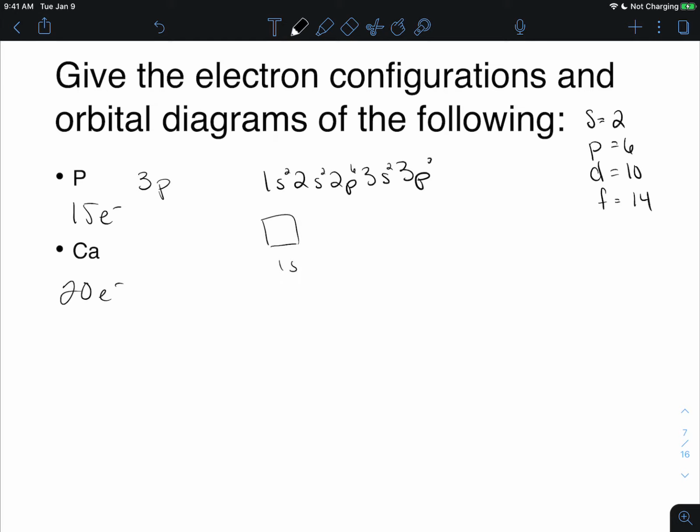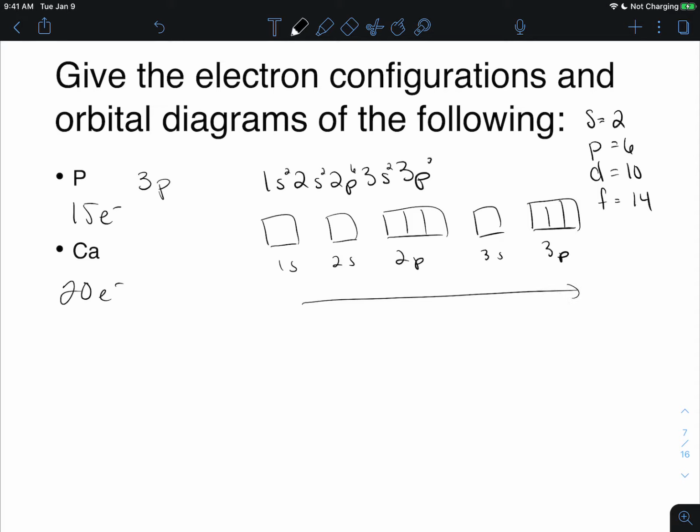We have 1s, 2s, 2p, 3s, 3p, and our energy is in this direction. We could also do it horizontal, so we can do it vertical or horizontal. Just make sure that you indicate the direction of your energy.